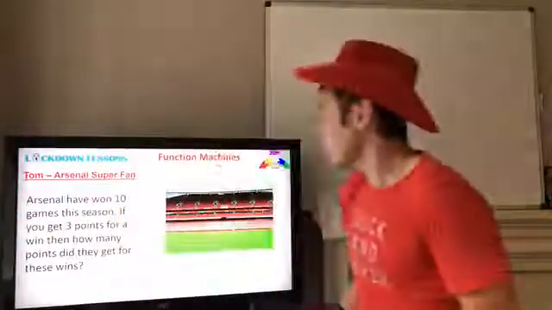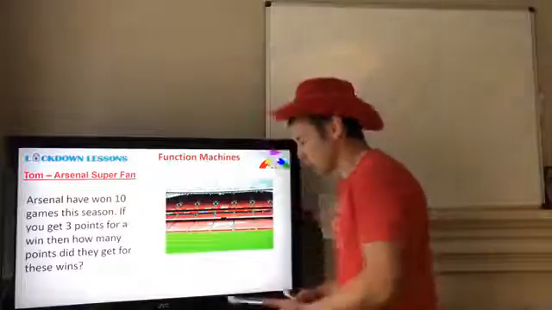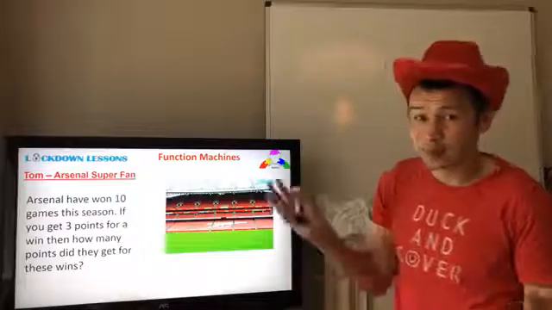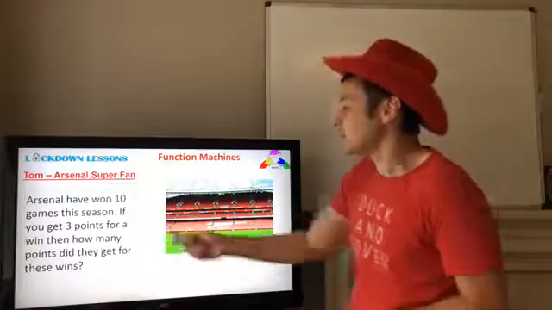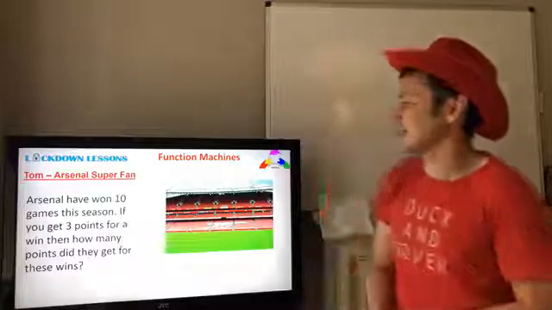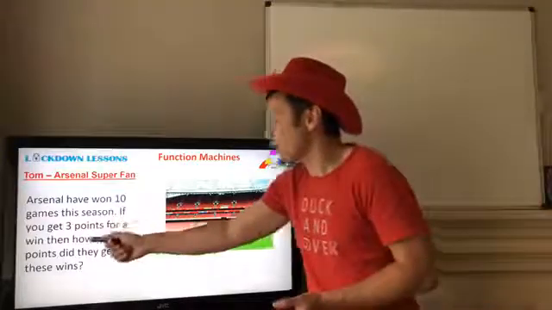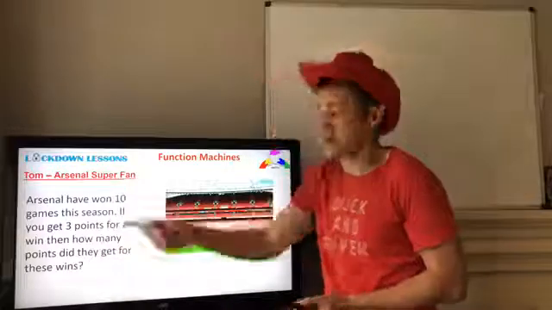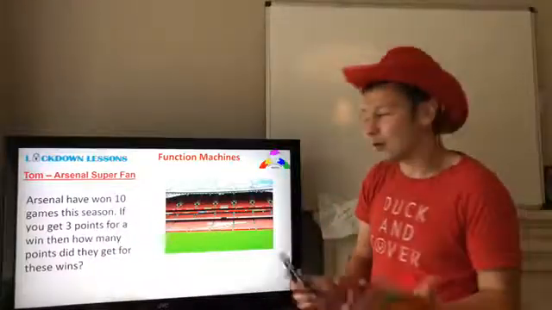So here's an example. We're going to make a function machine for this. This is based on Tom, who's an Arsenal super fan. Shame you're not supporting Liverpool at the moment. But Arsenal have won 10 games this season. If you get 3 points for a win, then how many points did they get for these games that they won? Okay? How would you work that out?